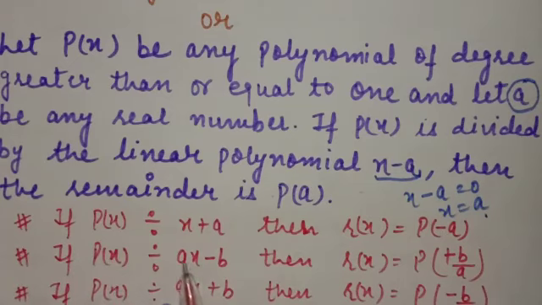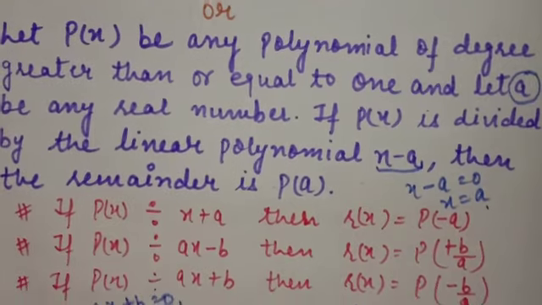If p(x) is divided by ax minus b, here we have a coefficient also, so the remainder is p(b by a), positive b by a. If p(x) is divided by ax plus b, then the remainder is p(minus b upon a).